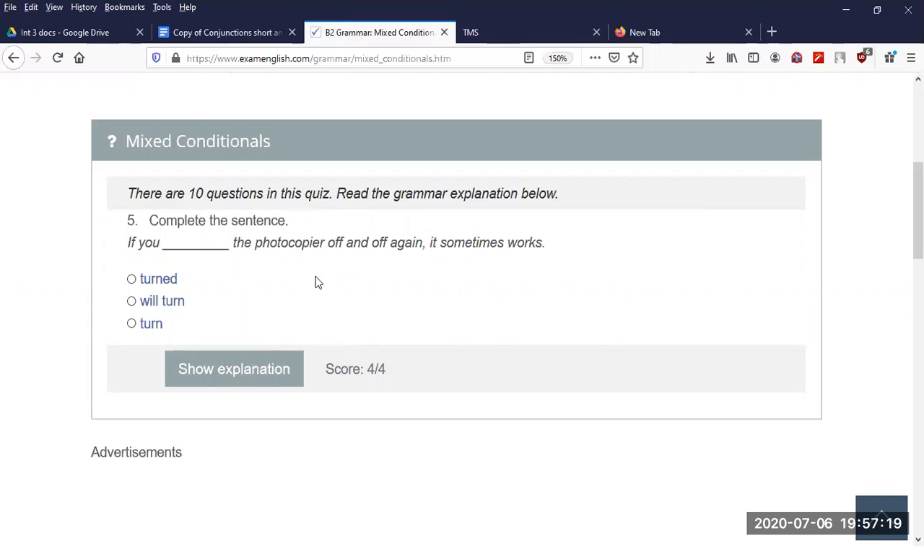If you turn the photocopier off, I guess that's on, off and on again, it sometimes works. Number 3. So if you turn the photocopier off and on again, it sometimes works.